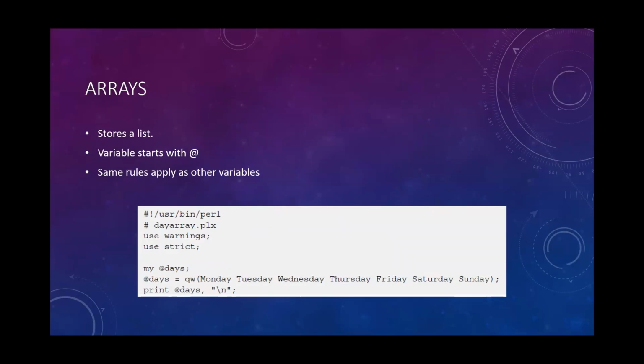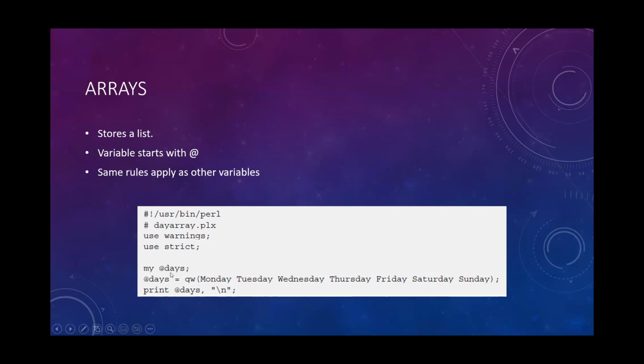An array stores a list. So your variables in arrays are going to start with that @ sign, and the same rules apply to arrays as do scalar variables. So it has to start with either an uppercase or lowercase letter or a number or a hashtag. No numbers or an underscore. Then you can have as many characters as you want, plus the underscores, up to the 251.